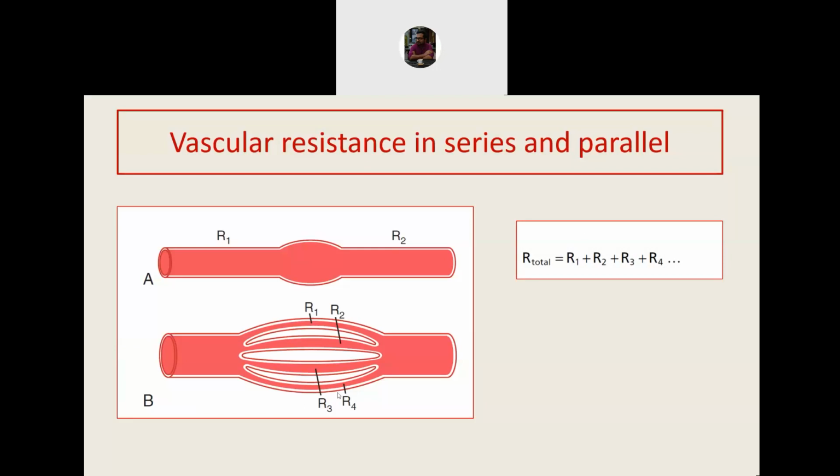In the capillary bed, the resistors are arranged in a parallel circuit. And this is calculated as 1 by the total resistance equal to the sum of reciprocals of the individual resistances. And it can be easily proven mathematically that the net resistance is less than the lowest resistance. This is the reason why, despite having the narrowest diameter, resistance in the capillary bed is actually very less. That is because they are arranged in parallel and not in series.